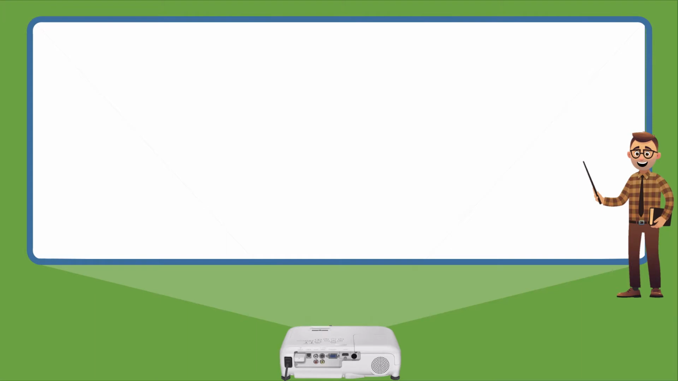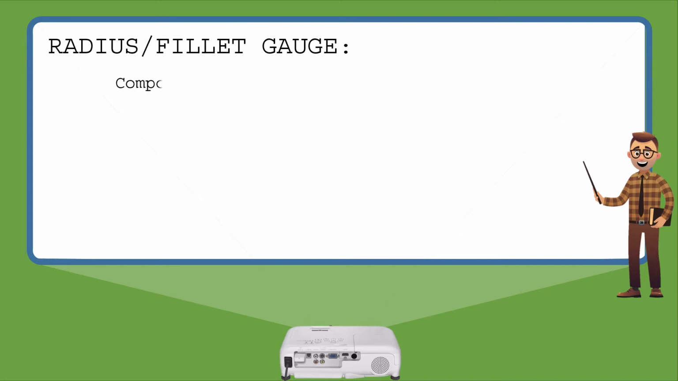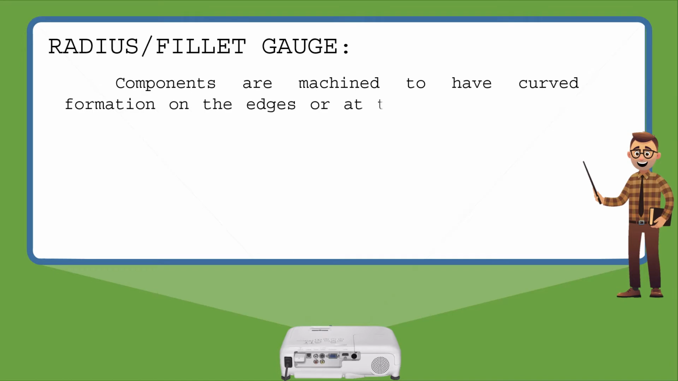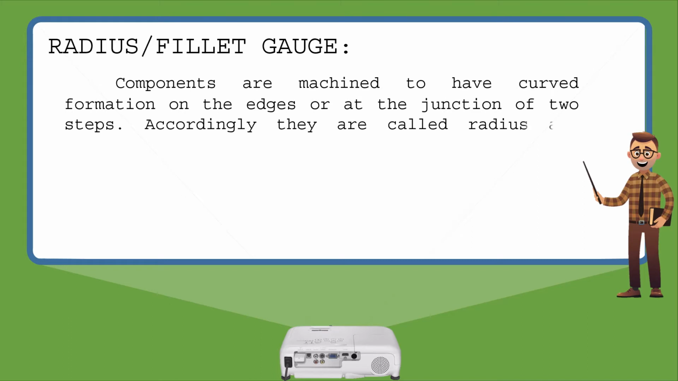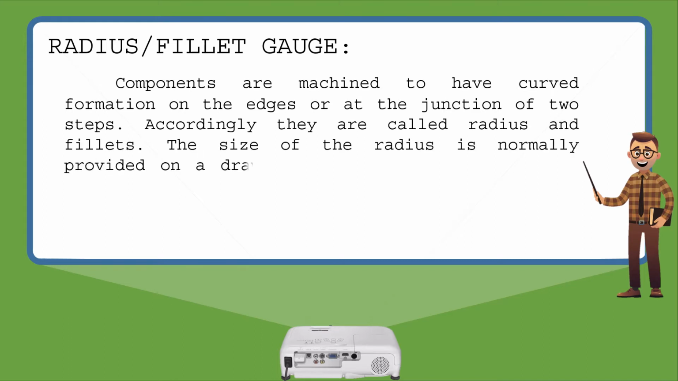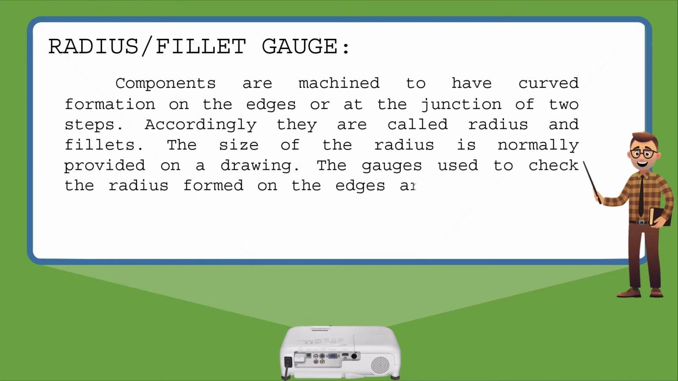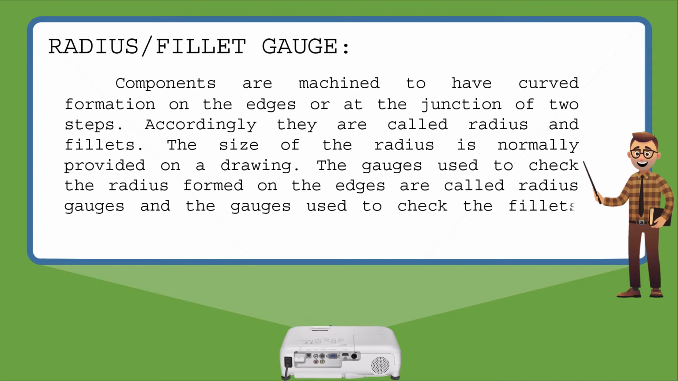First, see the definition for radius and fillet gauge. Components are machined to have curved formation on the edges, or at the junction of 2 steps. Accordingly they are called radius and fillets. The size of the radius is normally provided on a drawing. The gauges used to check the radius, formed on the edges, are called radius gauges, and the gauges used to check the fillets are called fillet gauges.